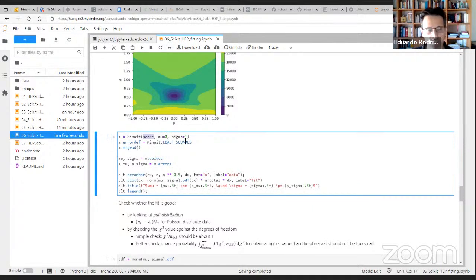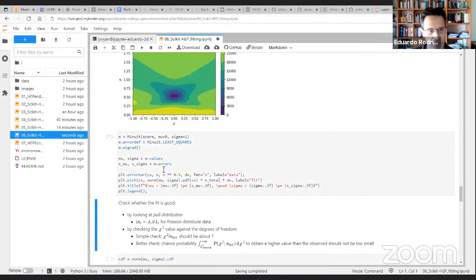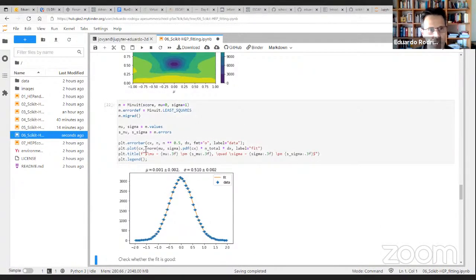mu 0 and variance of 1, sigma 1. You can take the least squares method and the traditional method, migrad, as you saw before. You extract the values and you make a plot of that before anything. Let me just do that. So you have minimized with IMinuit.